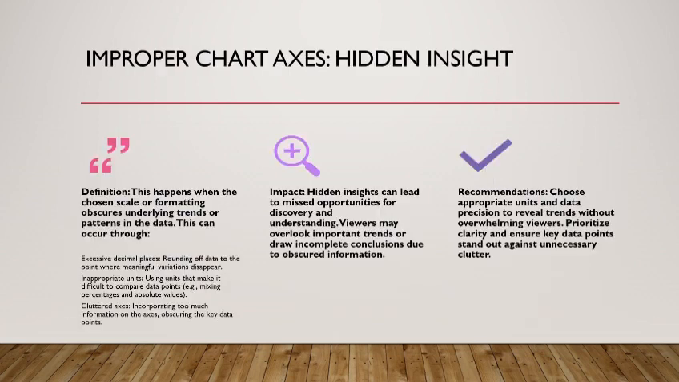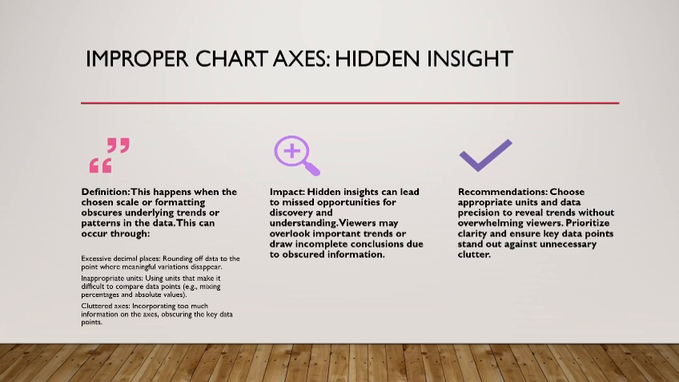Improper chart axis: hidden insight. Definition: this happens when the chosen scale or formatting obscures underlying trends or patterns in the data. This can occur through excessive decimal places, rounding off data to the point where meaningful variations disappear. Inappropriate units, using units that make it difficult to compare data points, e.g., mixing percentages and absolute values. Cluttered axes, incorporating too much information on the axes, obscuring the key data points.